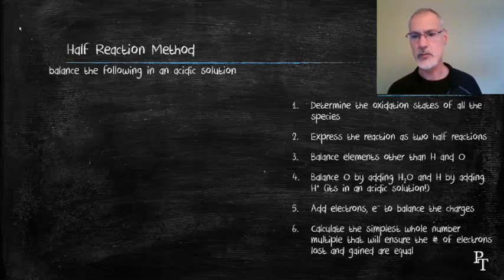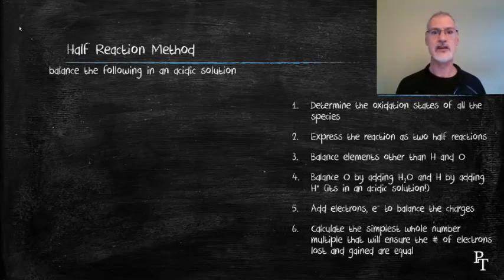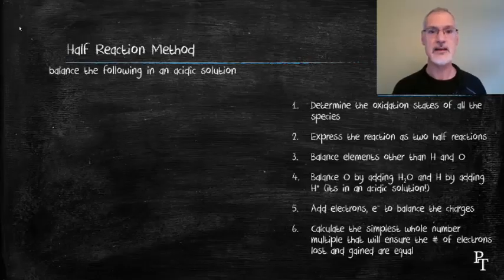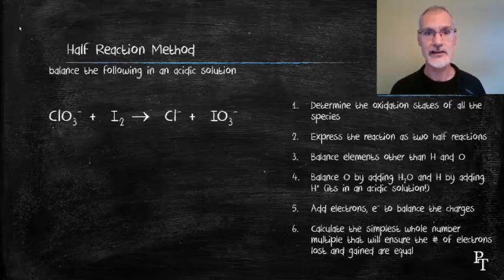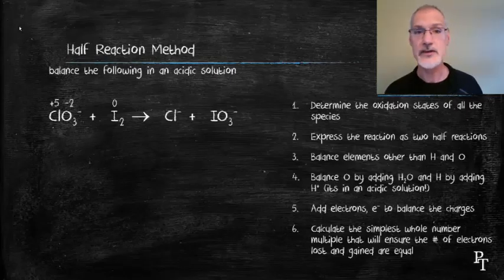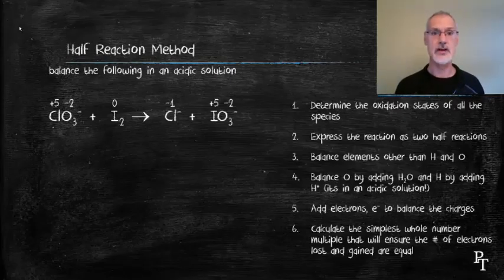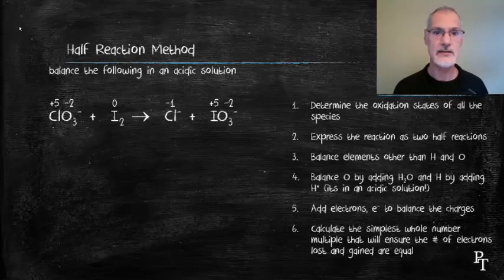So first I'll list some of the points about how to balance these equations, and then we'll apply them to an example. The first thing you'll notice is that we're going to balance this equation in an acidic solution. That means that we can grab water molecules or acid particles to help balance the equation. To begin with, I'm going to determine the oxidation states of all the species involved, and I've listed them here above each of the elements.